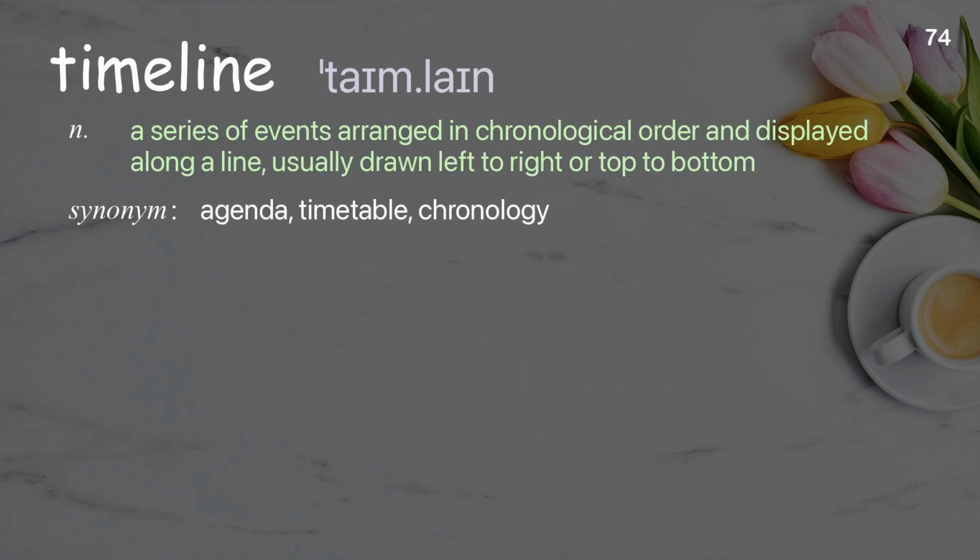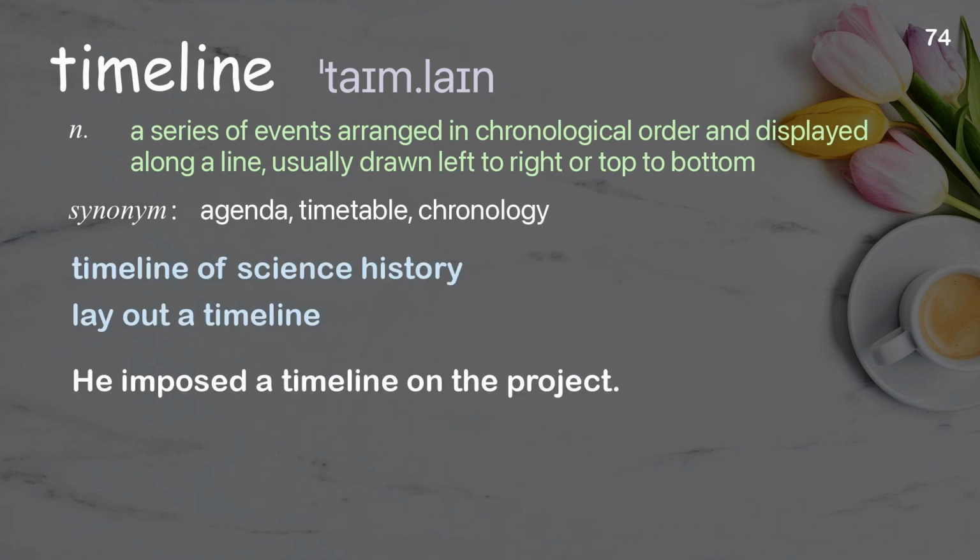Timeline. A series of events arranged in chronological order and displayed along a line, usually drawn left to right or top to bottom. Examples: Timeline of science history. Lay out a timeline. He imposed a timeline on the project.